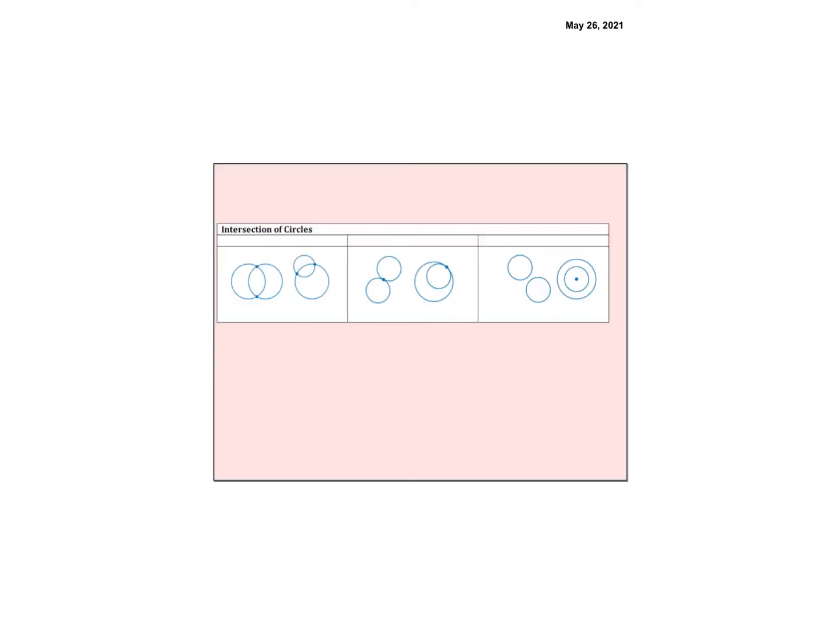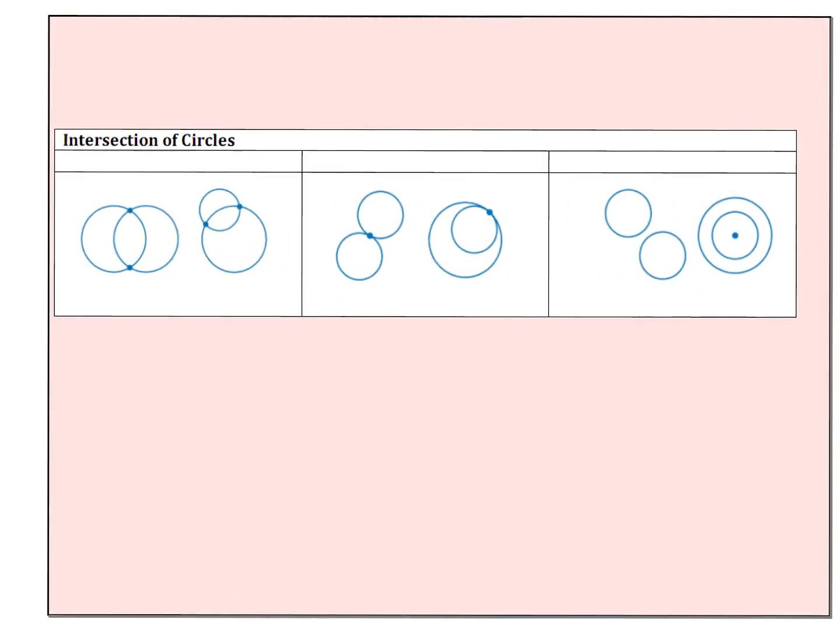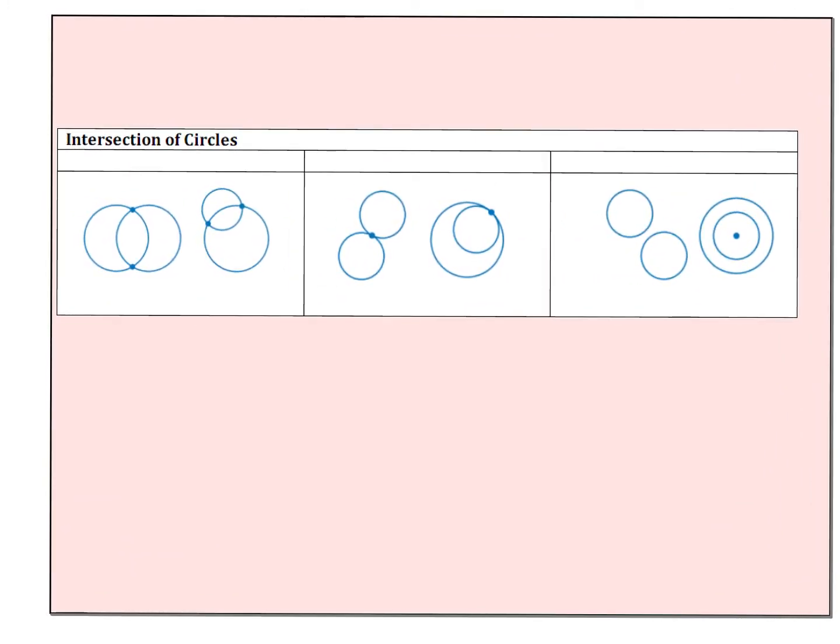Okay, so intersections of circles. Here are my possibilities. You can have it cross twice. You can have it touch once. Or here you have none. Those are your three possibilities. This is what we were talking about before. Concentric circles are going to be the ones that never touch. Otherwise, they can touch twice, touch once, or touch none at all.